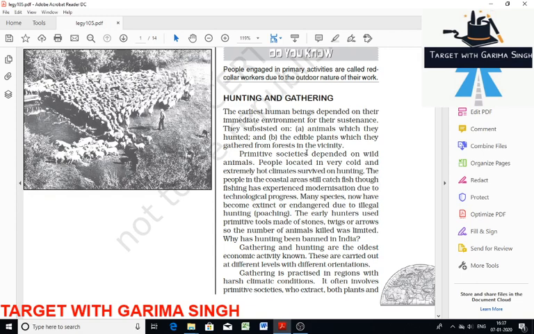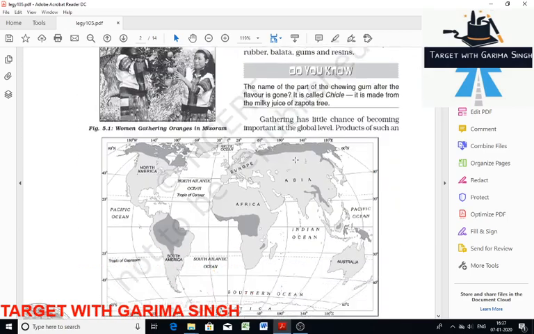Small capital, low level of technology. It's practiced in high latitude areas such as Eurasia and southern Chile, and in low latitude areas such as the Amazon, Congo, and Southeast Asian countries. In modern markets, some gathering is done, such as leaves, bark, nuts, fabric, rubber, balata gums, and resin.